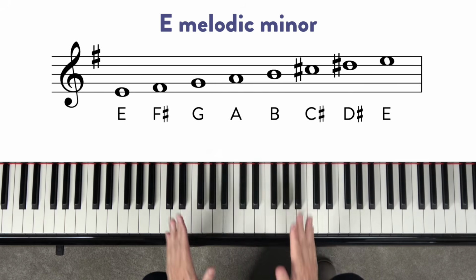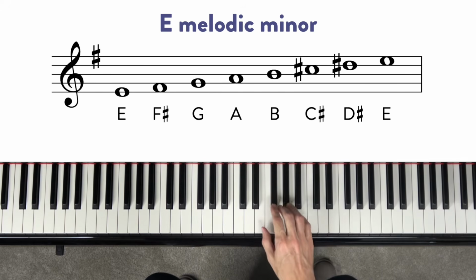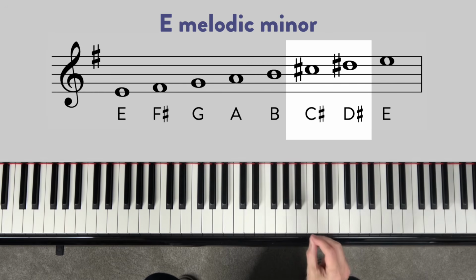Basically take any minor key we've learned so far and try to turn it into melodic by raising the 6th and 7th notes by 1/2 step.